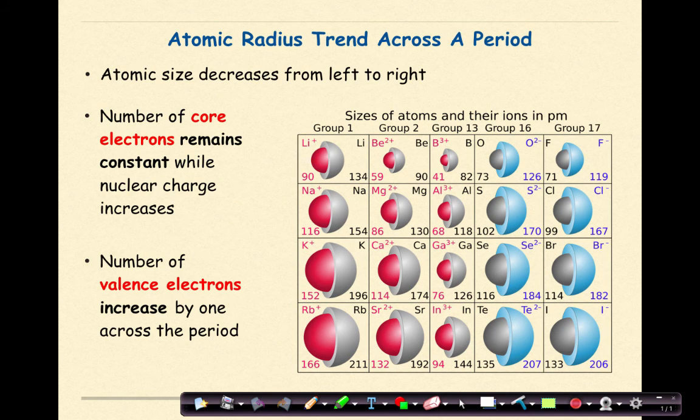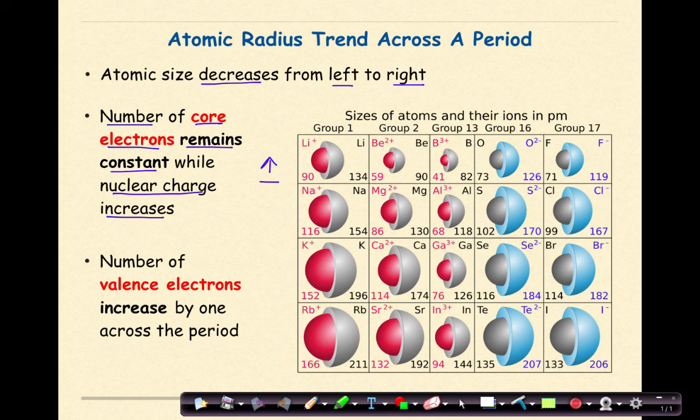Atomic radius trends across a period. Atomic size will decrease from left to right. When we look at this, we observe that the number of core electrons will remain constant while the nuclear charge increases. Now, what does that mean? That means the number of protons in the nucleus will increase as you go across a period, but the number of core electrons will stay constant.